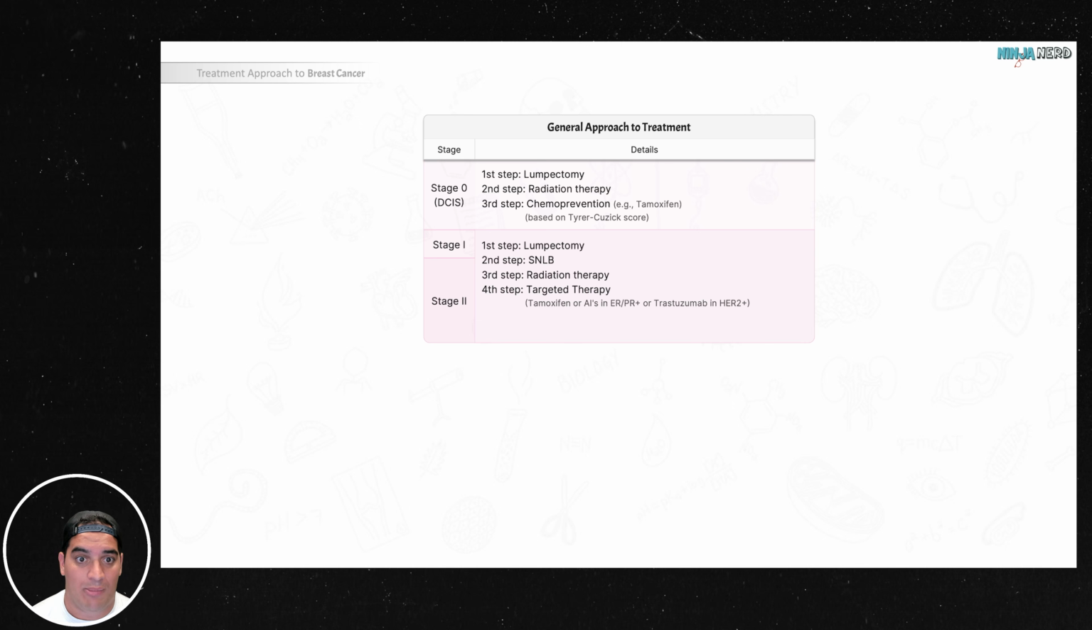And especially if it's ER/PR positive. If they're postmenopausal, I'll give them an aromatase inhibitor. If they have HER2 positive, I'll give them a trastuzumab, right? So those are definitely things that you can add on.